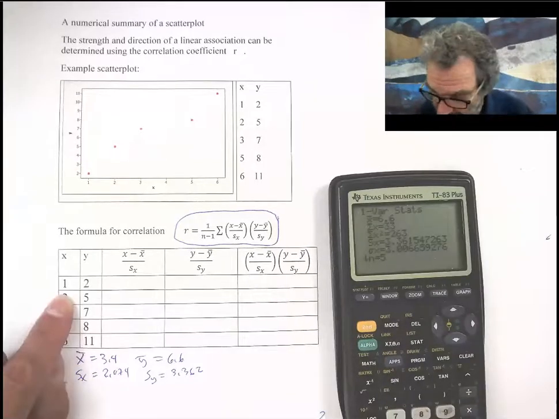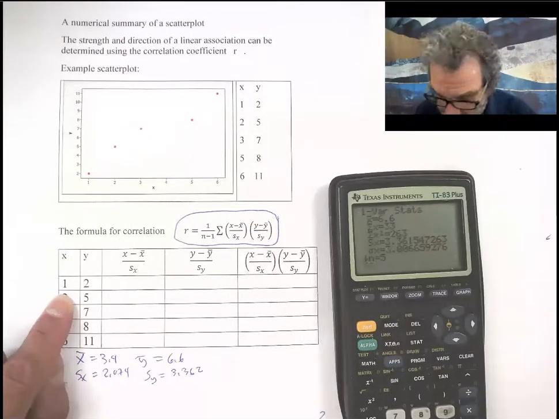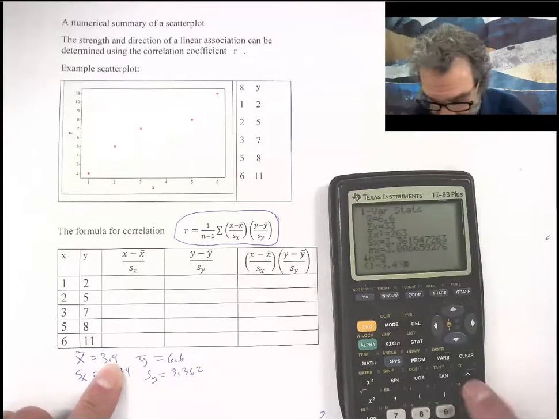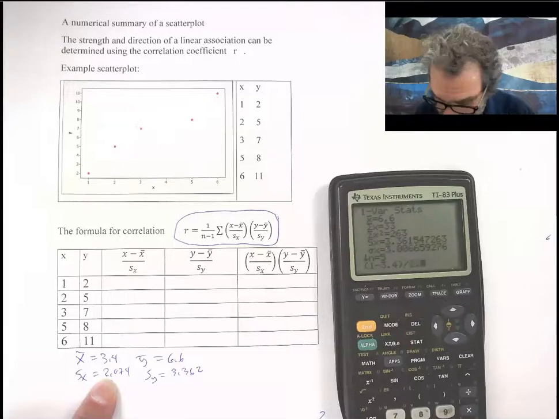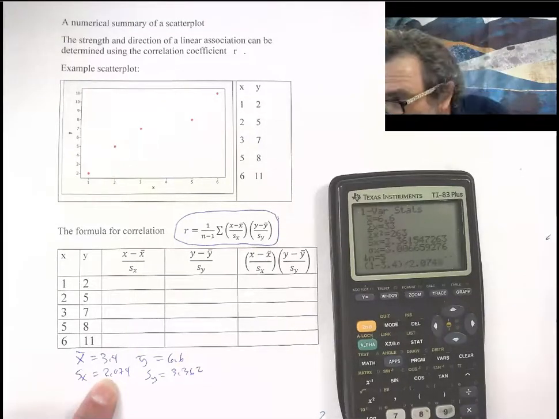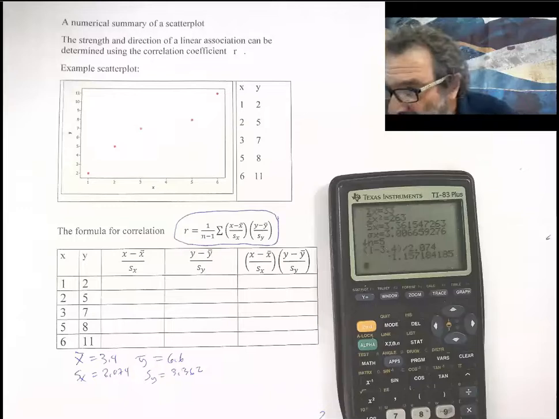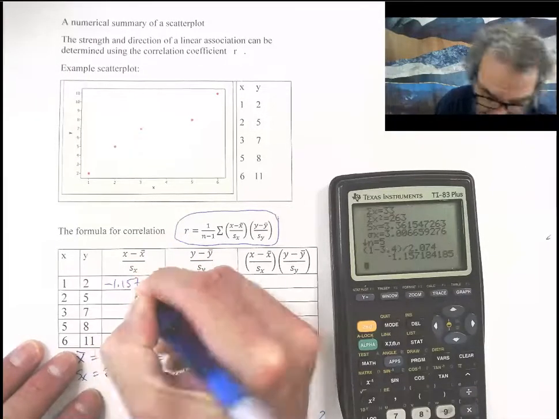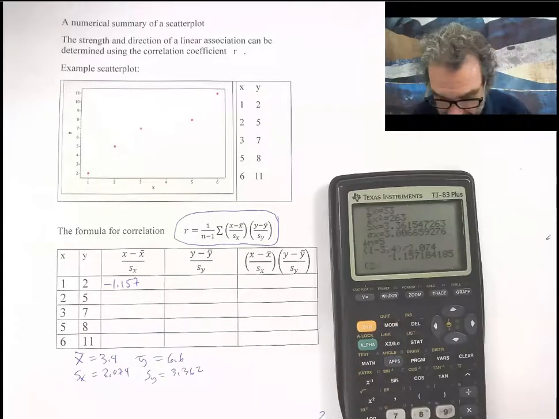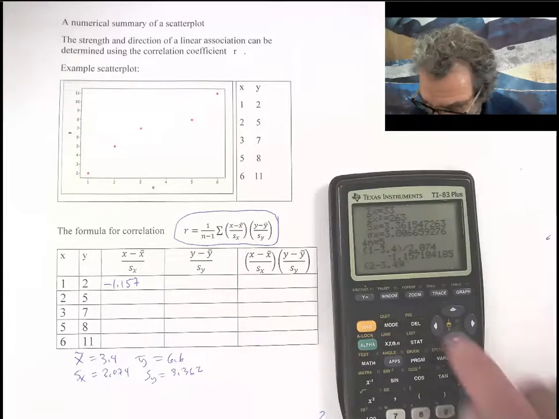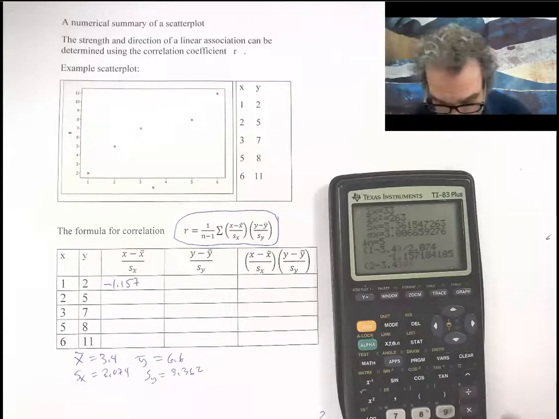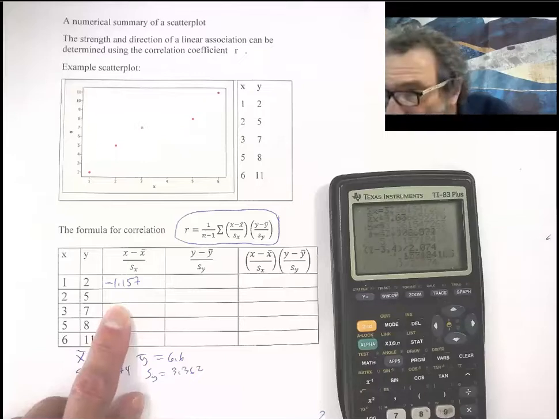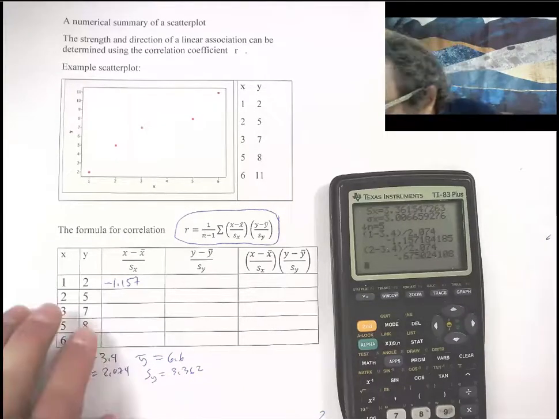Here's X. Here we go, parentheses, X is 1. We subtract off X bar 3.4. And we divide that by SX, 2.074. Negative 1.157. Keep doing that. Parentheses 2 minus 3.4. Divided by 2.074. Negative 0.675.